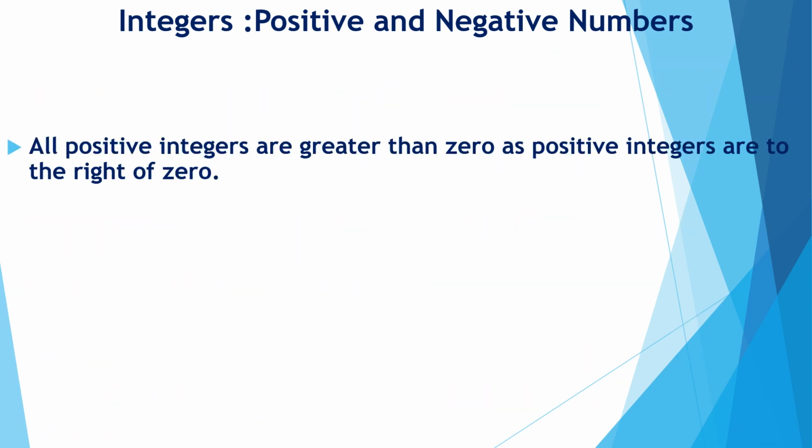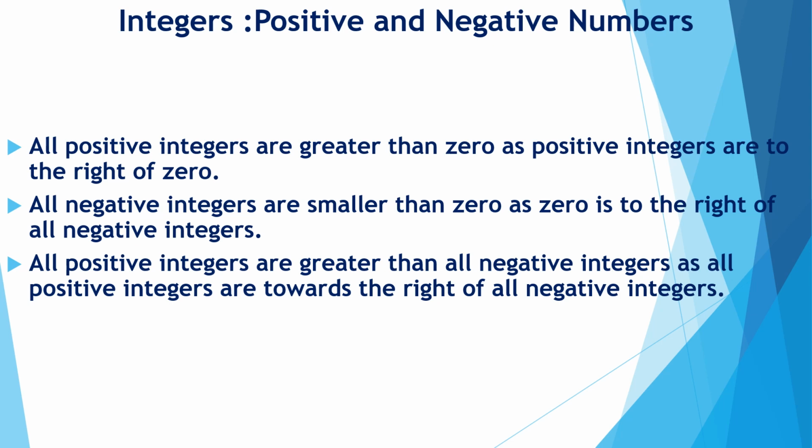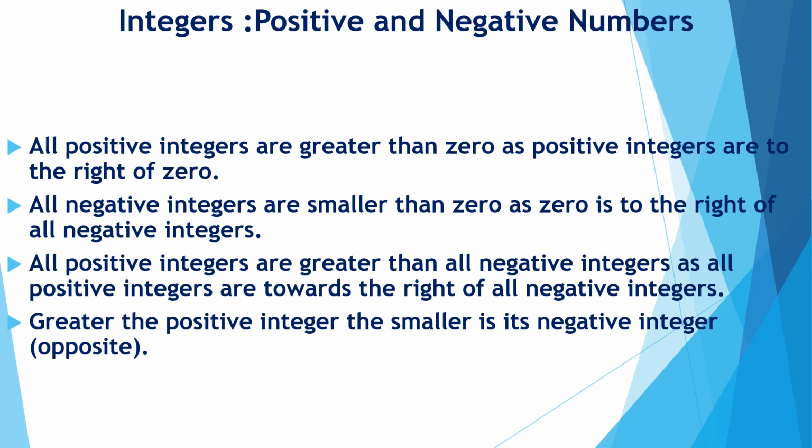All positive integers are greater than 0 as positive integers are to the right of 0. All negative integers are smaller than 0 as 0 is to the right of all negative integers. All positive integers are greater than all negative integers as all positive integers are towards the right of all negative integers. Greater the positive integer, the smaller is its negative integer, that is its opposite.